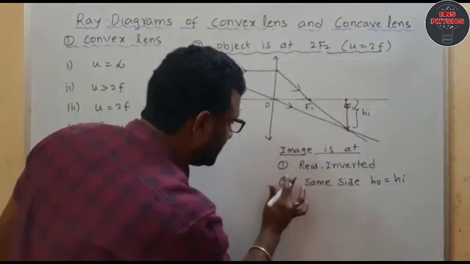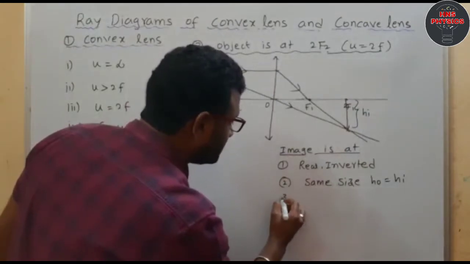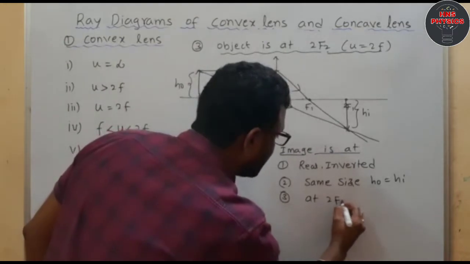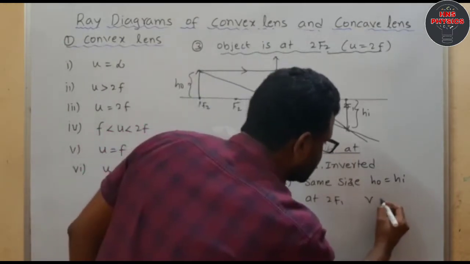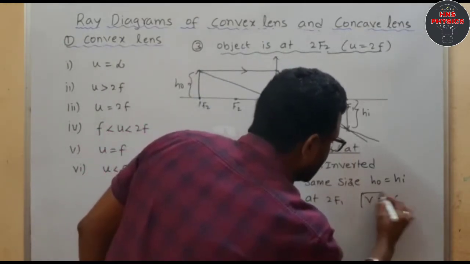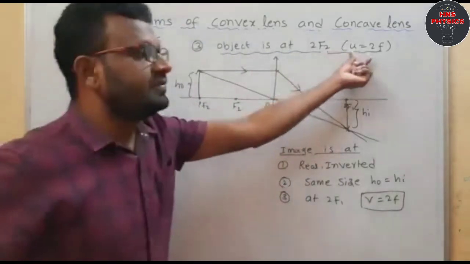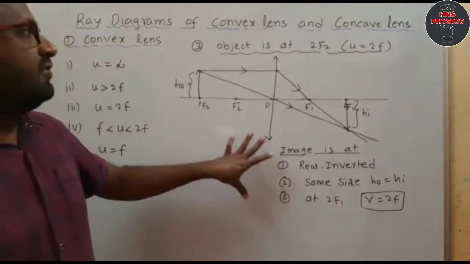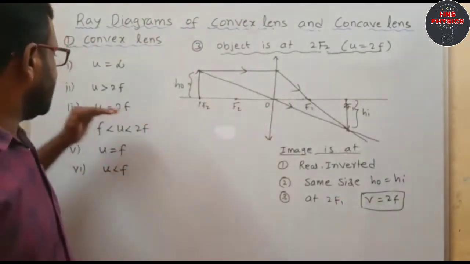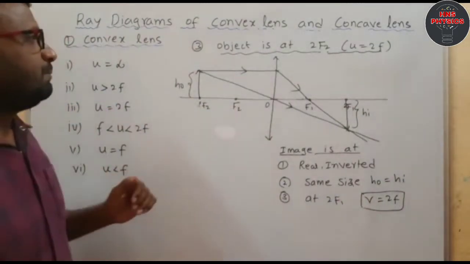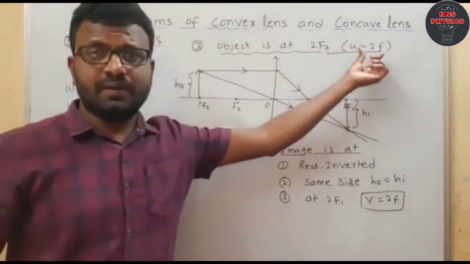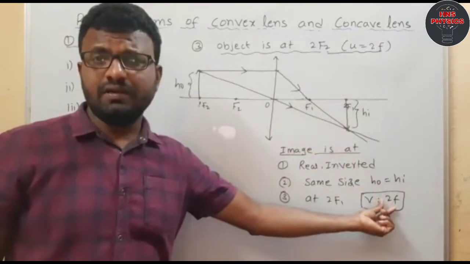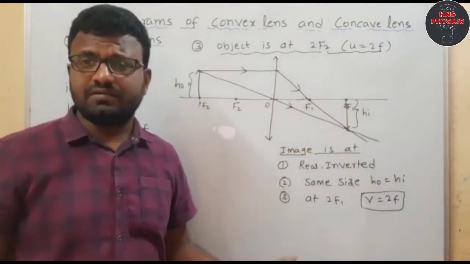Next, the third one. So the image is formed at 2f1. That means your image distance equals 2f. Your object distance is 2f and the image distance is also 2f. So when the object is placed at 2f2, at the distance of double focal length, the image is also formed at the distance of double focal length. So this is the third one.